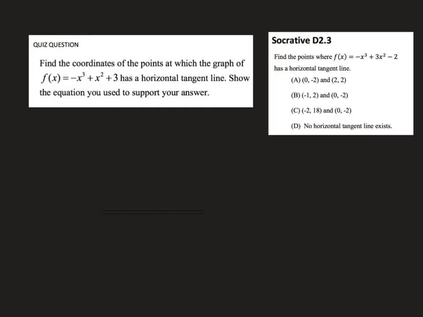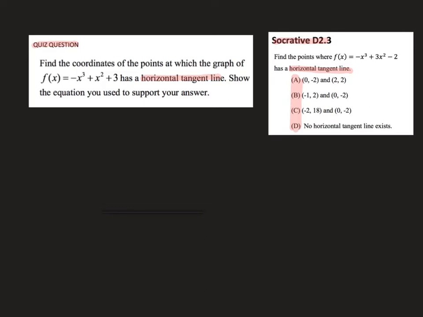Our next question deals with finding the coordinates of points where a graph has a horizontal tangent line. And over here we have our Socrative question that we talked about in class. Doing it open-ended like you did on the quiz is a little bit different as far as your work requirements than what you have to show on this one, which was multiple choice, but I will talk about that as I go through this problem.